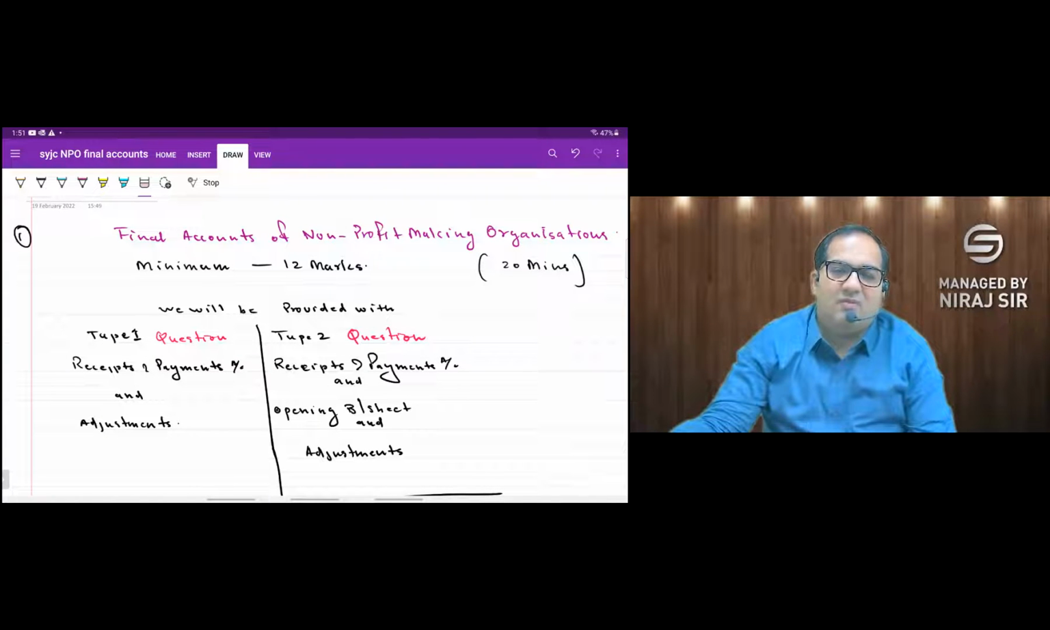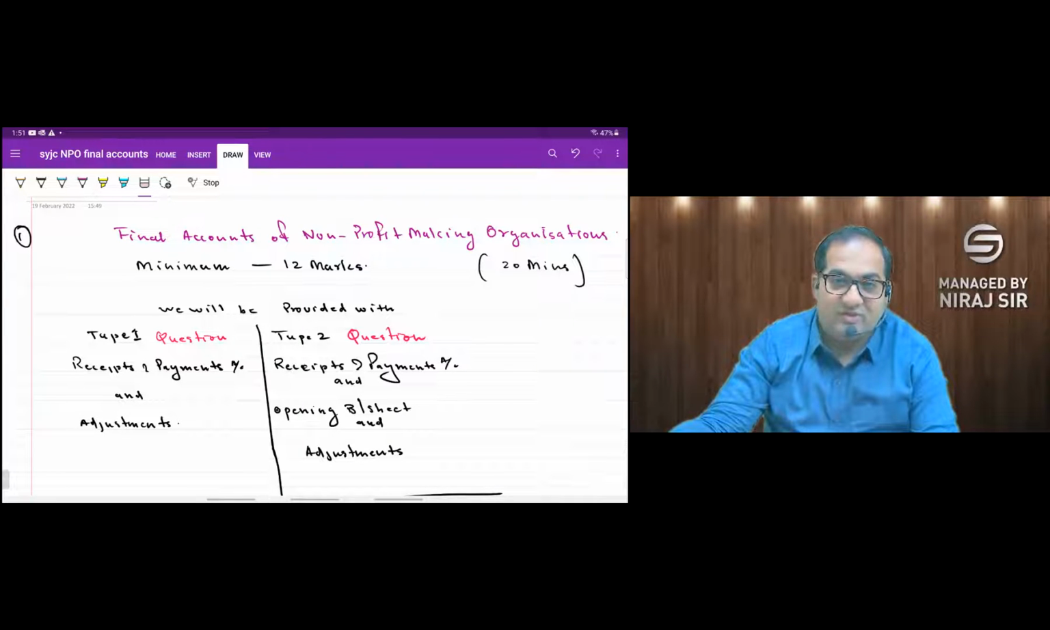Besides that, in question number 1, in objective type, they can ask you 3-4 questions also. So minimum 12 marks. The maximum time that you should invest to solve this question is around 20 minutes, not more than 20 minutes. Okay. Well, first point.